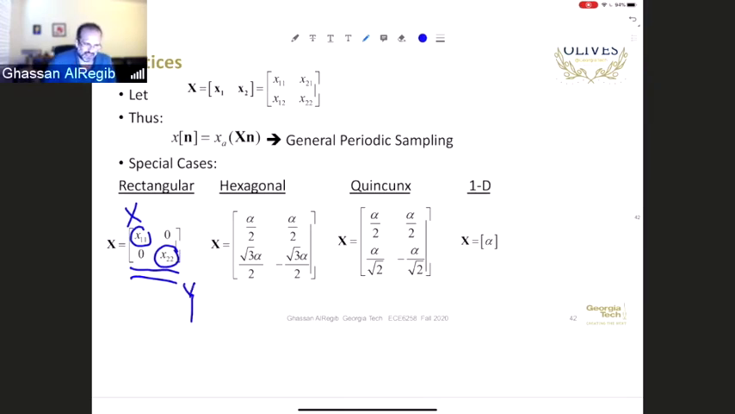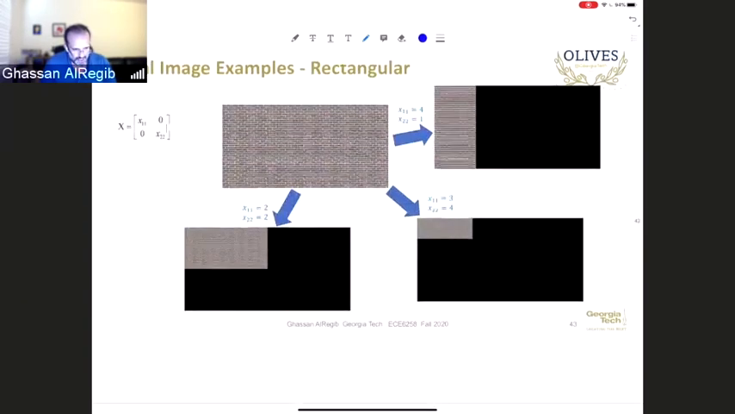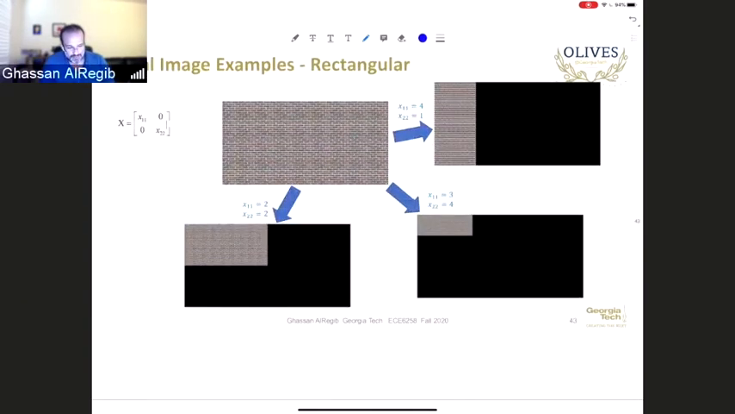And then we have the hexagonal lattice, and then the quincunx lattice, and then the one-dimensional case, where alpha is a parameter. So all of this is just me trying to introduce what this means. If you go to the GUI, or just look at these slides, we have different examples of what's happening, right?